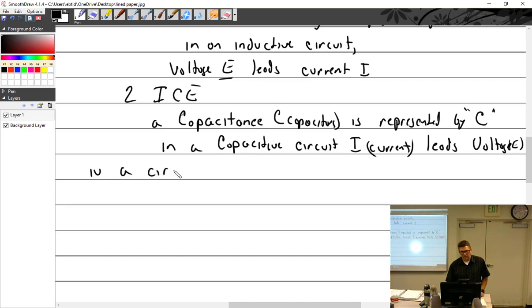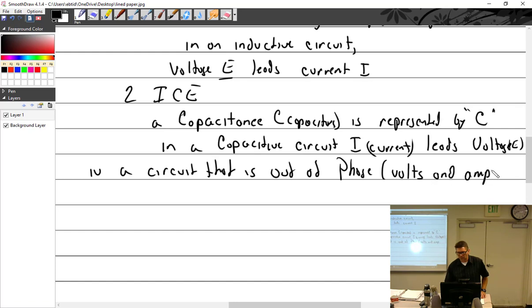A circuit that is out of phase is, well, out of phase as far as volts and amps go. A circuit that is out of phase in volts and amps is less efficient.